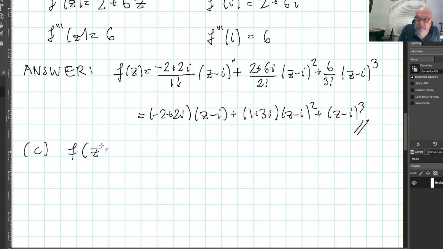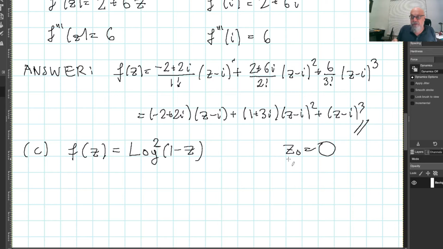So I put here like this: f of z is just the principal value of the logarithm, and I put here 1 minus z, and since I want to have it more complicated, I put here a square. So this is a logarithm squared. And you notice this is exactly one of the examples that we did in the previous lecture. So we already know that in such a case z0 here will be 0, just for simplicity.